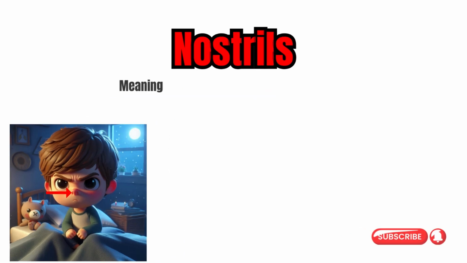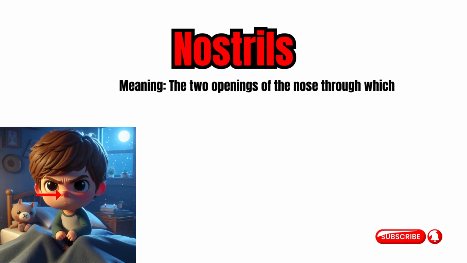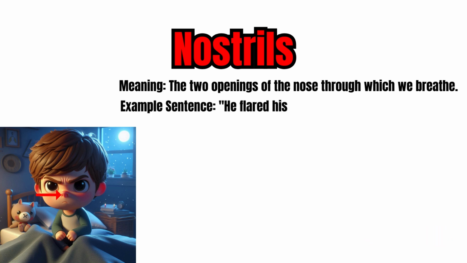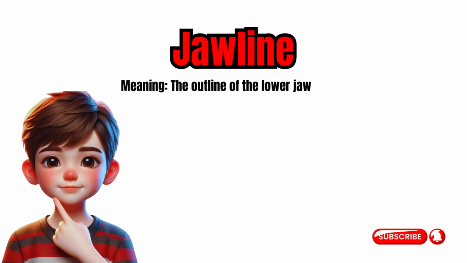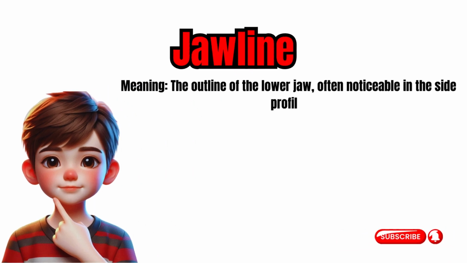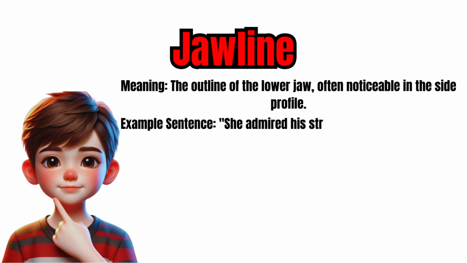Nostrils, meaning the two openings of the nose through which we breathe. Example sentence: he flared his nostrils when he was angry. Jawline, meaning the outline of the lower jaw, often noticeable in the side profile. Example sentence: she admired his strong jawline.